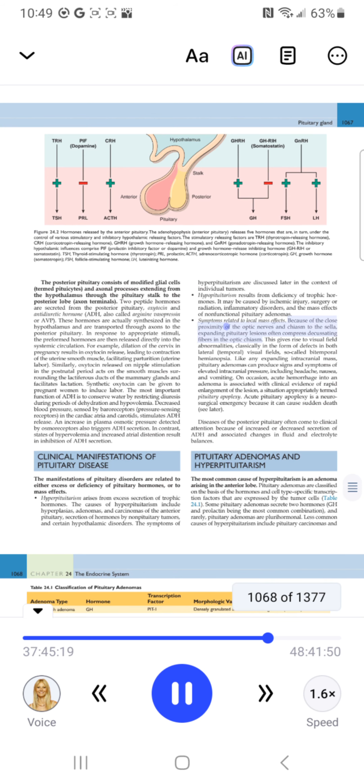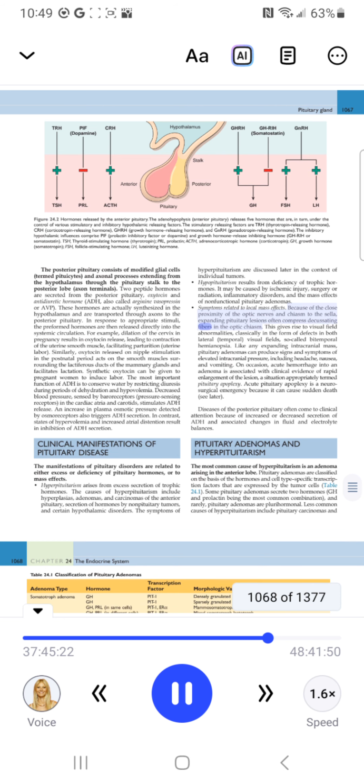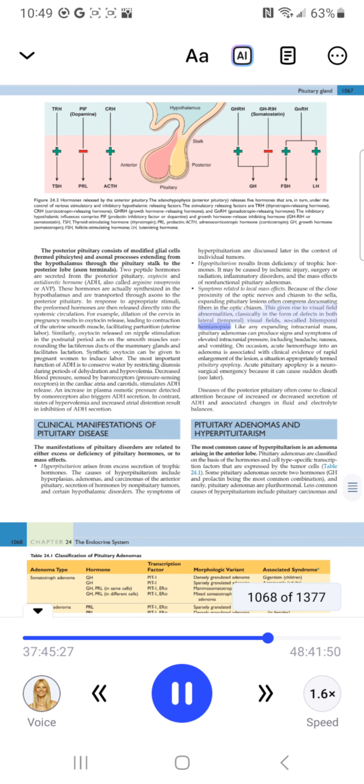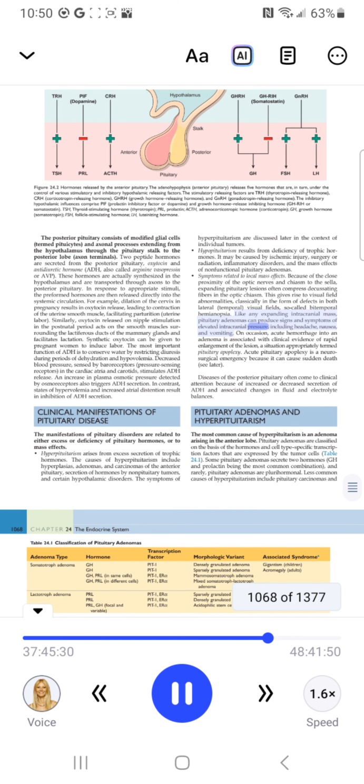Because of the close proximity of the optic nerves and chiasm to the sella, expanding pituitary lesions often compress decussating fibers in the optic chiasm. This gives rise to visual field abnormalities, classically in the form of defects in both lateral, temporal visual fields, so-called bitemporal hemianopsia. Like any expanding intracranial mass, pituitary adenomas can produce signs and symptoms of elevated intracranial pressure, including headache, nausea, and vomiting.